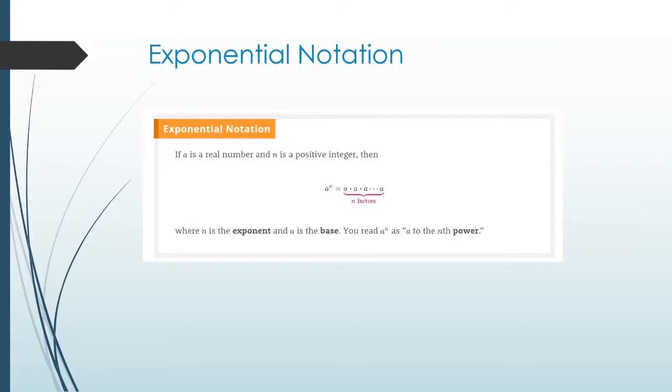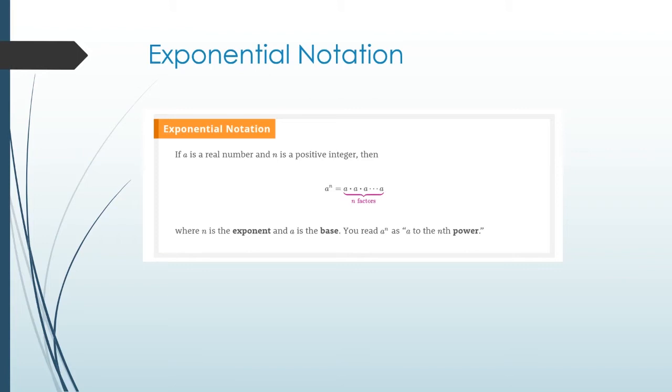So let's start with exponential notation. This is the definition. If a is a real number, and real number means positive, negative, could have decimals, fractions, and n is a positive integer. So your exponent, which is the superscript above your number, that is called the exponent, and that has to be a whole number. It's positive. Then a to the n equals a times a times a, n times.